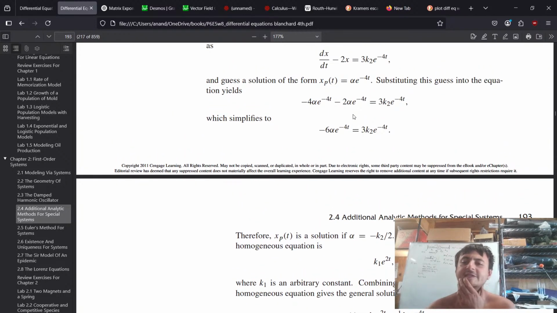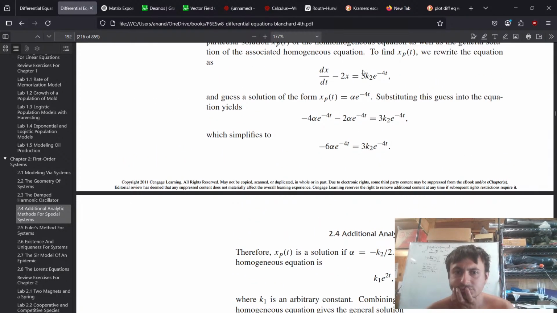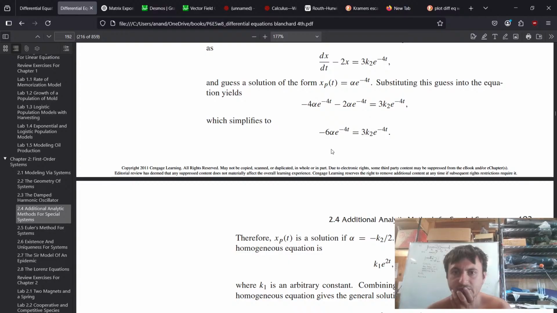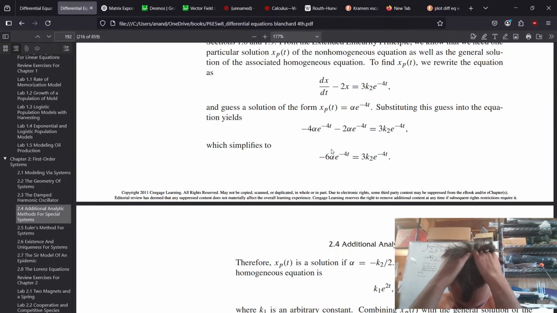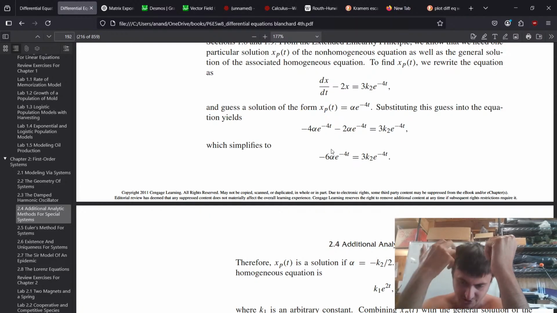Wait. Let me get this right. So, minus 6a to the 3k, okay, 2, then you get alpha. And alpha, what? So this is using the guess method of solving for the homogeneous part.